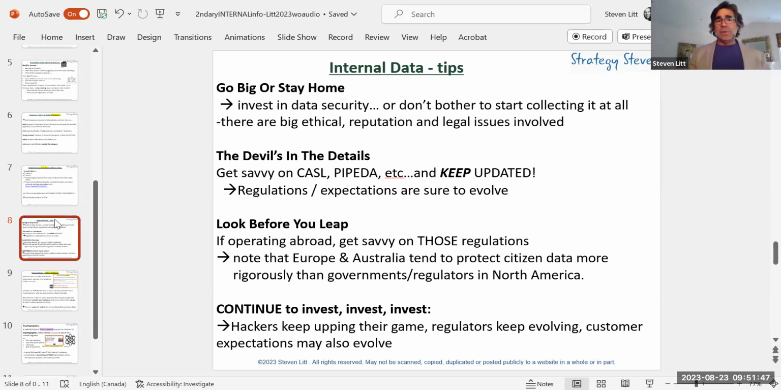Look before you leap. If you're going abroad with your business, make sure you know what the rules are there, what the expectations are there. They do vary around the world. Typically, Europe, by the way, has the most rigorous consumer protection legislation, but that can change. And finally, continue to invest, because guess what? Your past precautions may not be good enough given today's state of bots and hackers, etc.